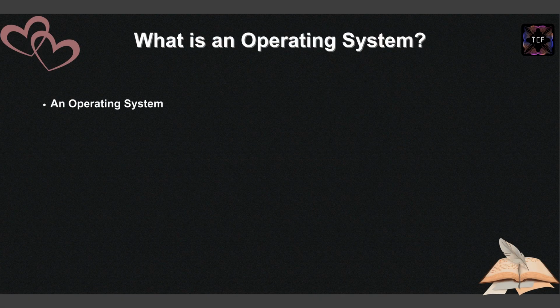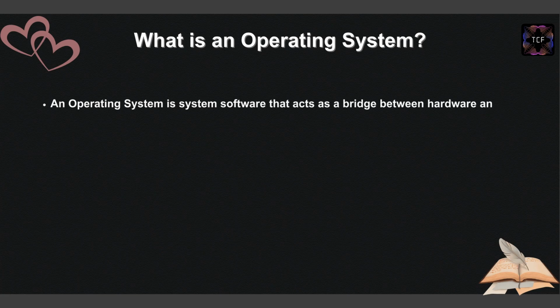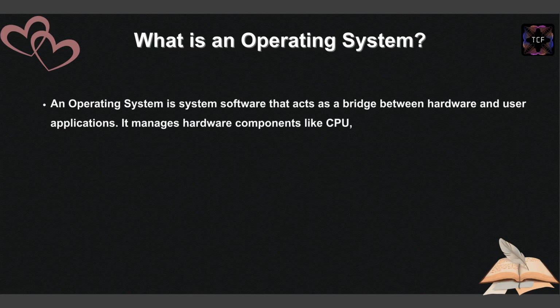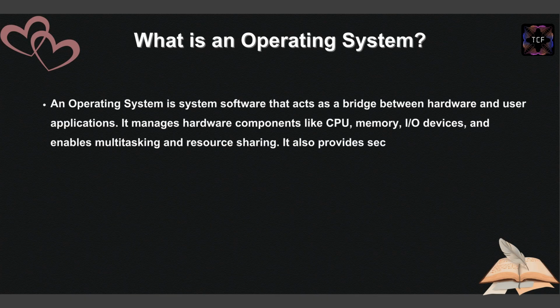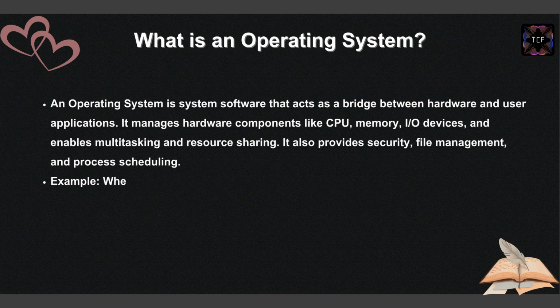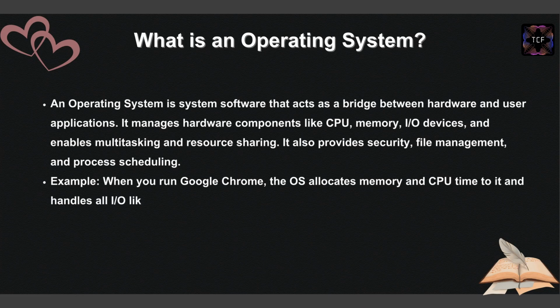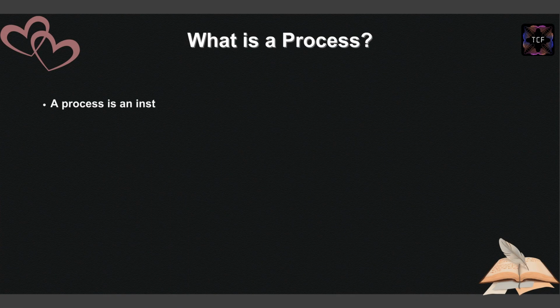What is an operating system? An operating system is a system software that acts as a bridge between hardware and user applications. It manages hardware components like CPU, memory, I/O devices, and enables multitasking and resource sharing. It also provides security, file management, and process scheduling. Example: when you run Google Chrome, the OS allocates memory and CPU time to it and handles all I/O, like keyboard and mouse input.